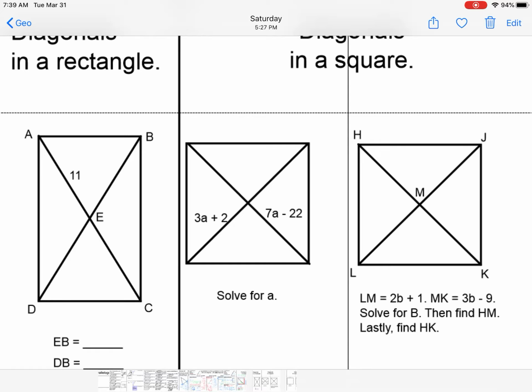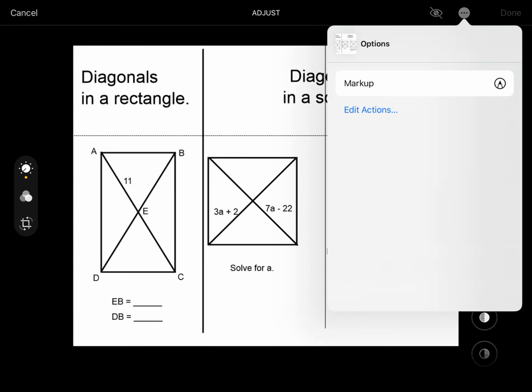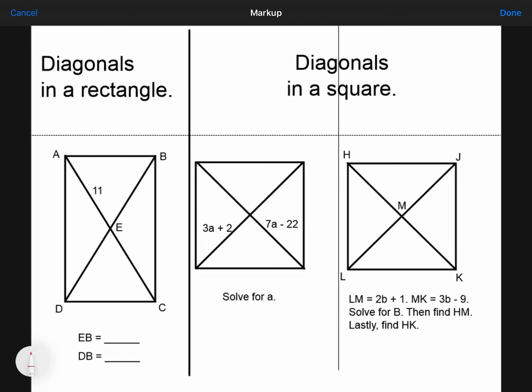Diagonals. We know that diagonals bisect. We also know that diagonals are congruent, meaning diagonals bisect, those 2 pieces are the same, and also diagonals are congruent, all 4 pieces are the same, EB is just 11.